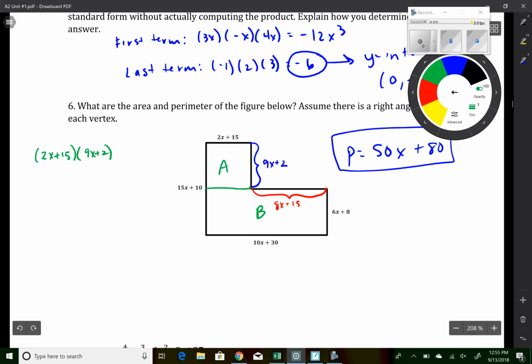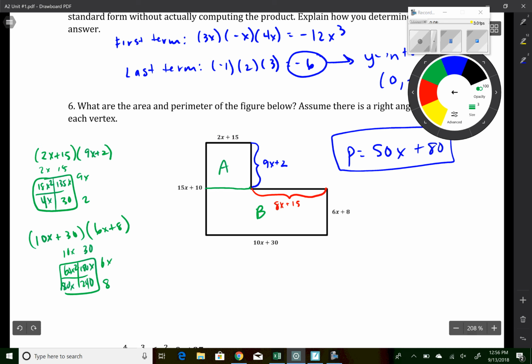I can do all of my multiplication using my boxes. So I have 2x, 15, 9x, and 2, so that's 18x squared. That's 4x. That's 135x, and that's 30. For this one, if we do my boxes, I'll just combine them all at the end together. That'll make it easier for us. I have 60x squared. I have 80x. I have 180x. And I have 240. So I have 78x squareds.